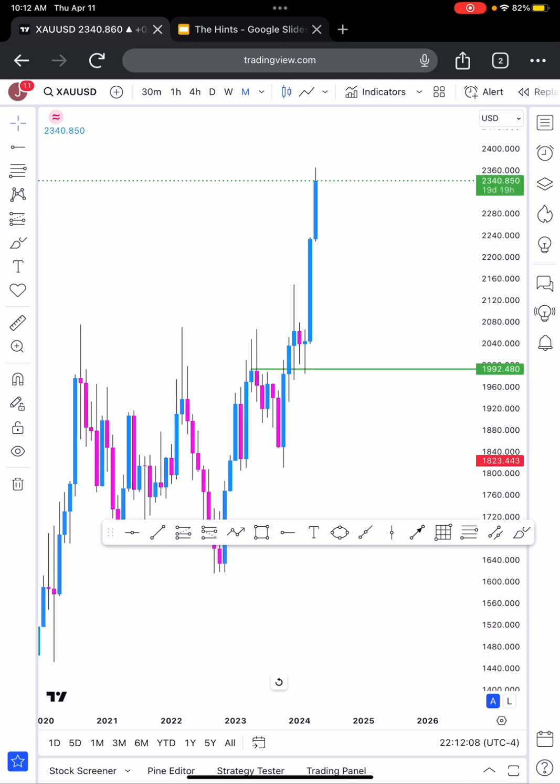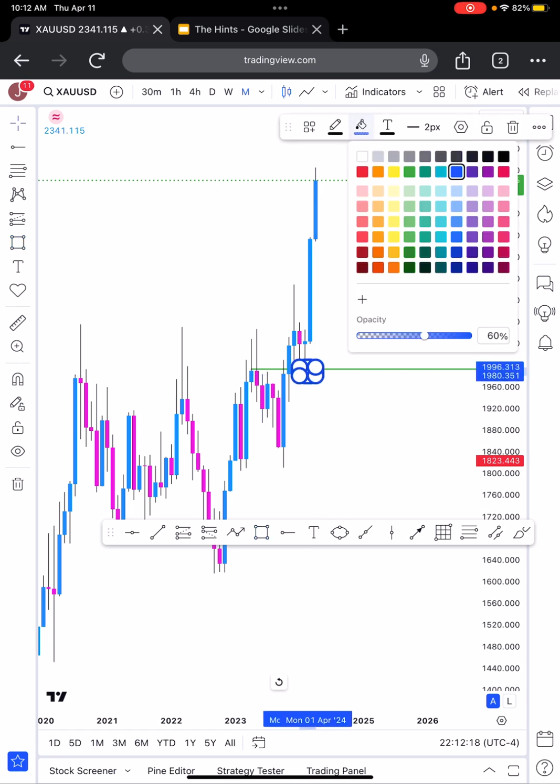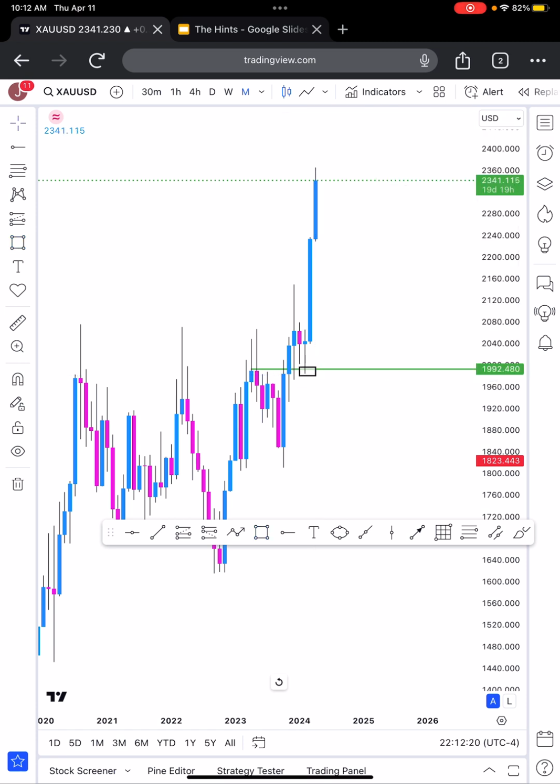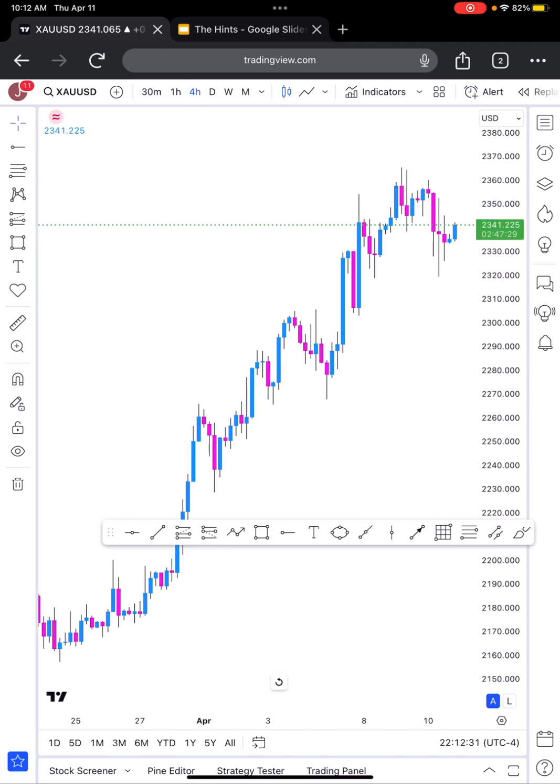And then what we do is go to the 4-hour time frame. Let's take a look at what happened here in the 4-hour time frame. We can also refine, but I'll teach that later. So let's just go to the 4-hour time frame for now and take a look at this specific area.